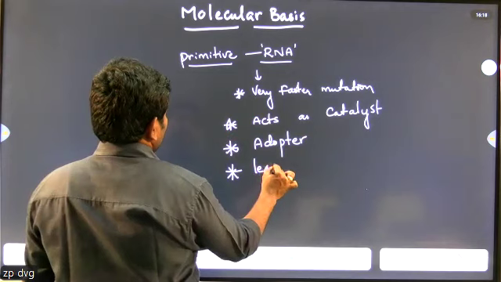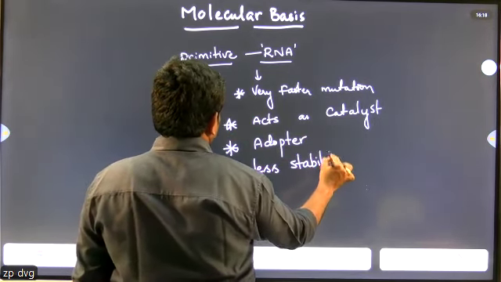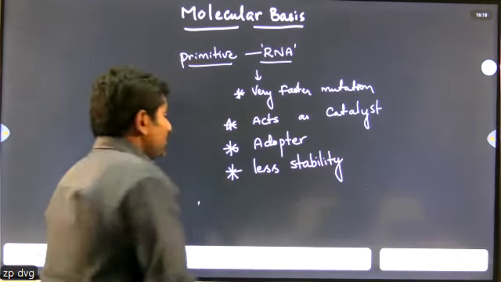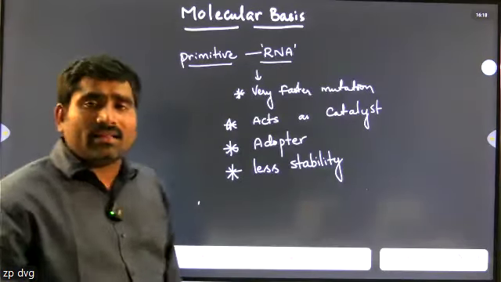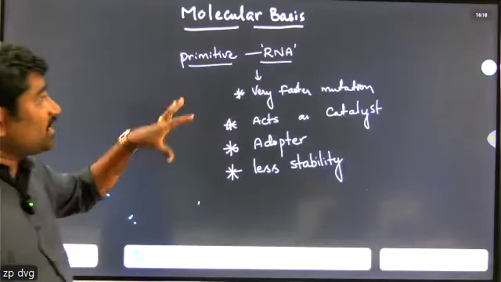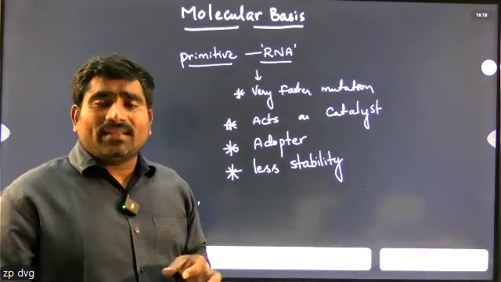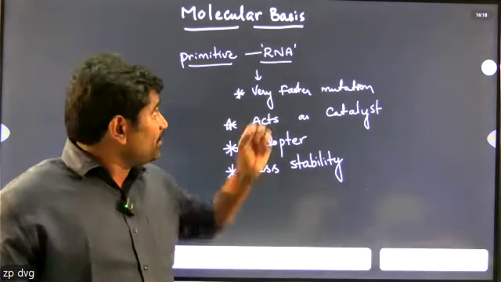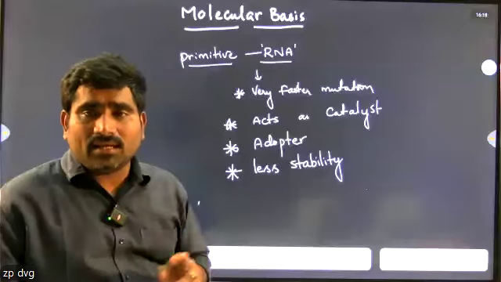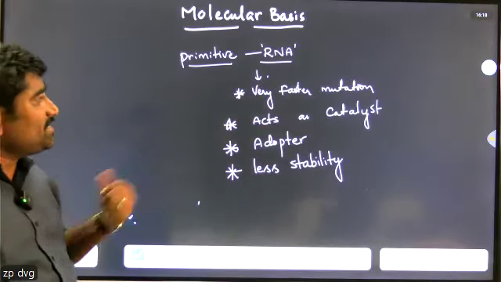In principles of inheritance, you studied how characters are transferred from one parent to another. What is the base for these characters? Genetic material. There are two types of genetic material: the primitive genetic material is RNA, and the advanced genetic material is DNA.